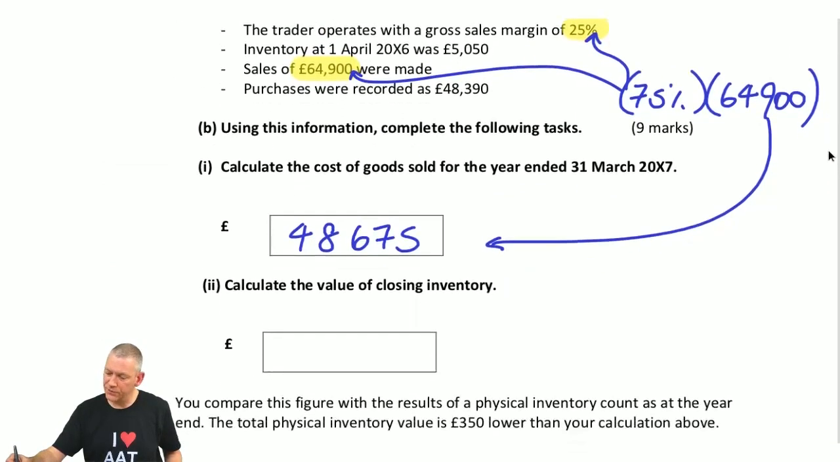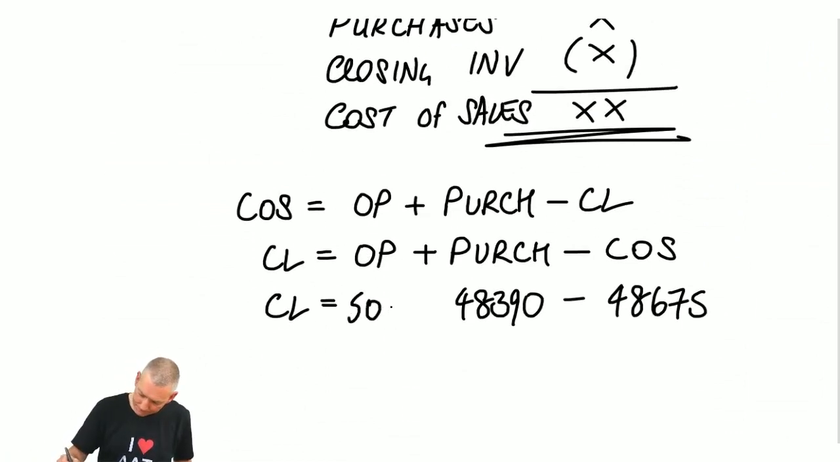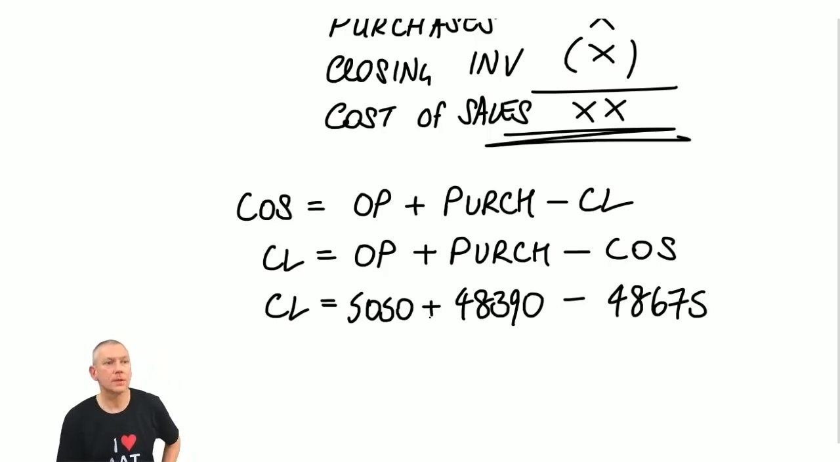48,390, and the inventory is 5050. There we go. And I'll get my calculator.